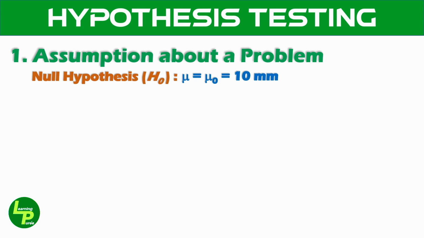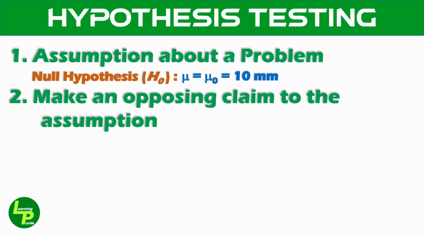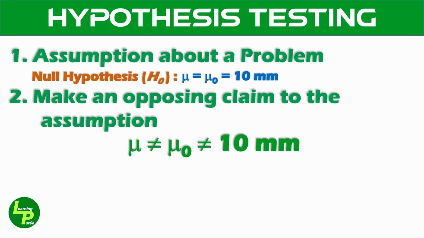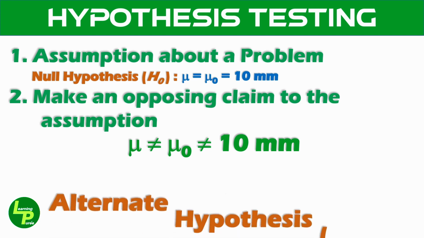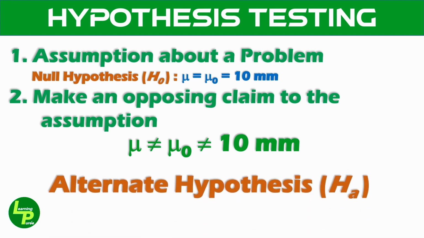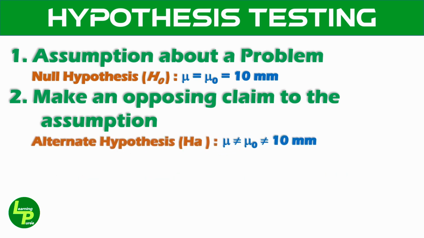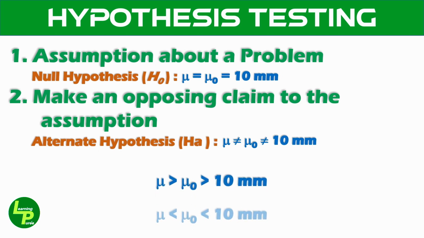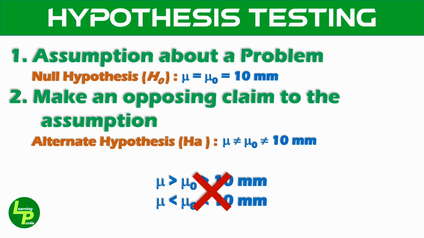The next step is to make a claim that is opposite to what we want to prove. The second claim, therefore, would be mu not equal to mu naught, not equal to 10 millimeters. Simple, isn't it? The second claim is therefore the alternate hypothesis denoted by HA. Note that here we are not interested in answering whether the inner diameter is either less or more. We are interested in only answering whether it is equal or not equal to what was observed historically.